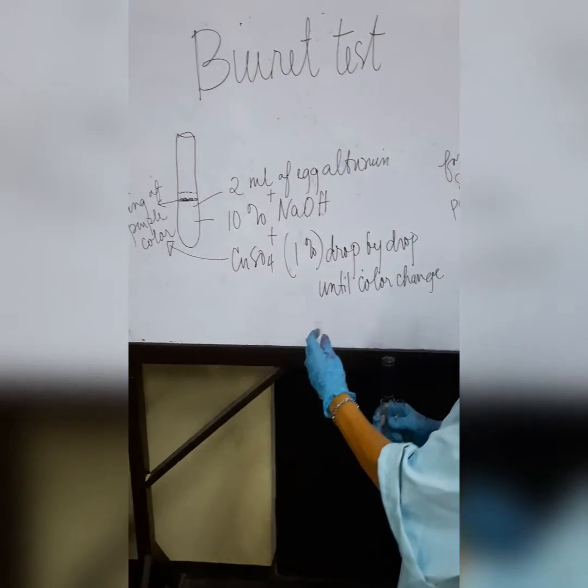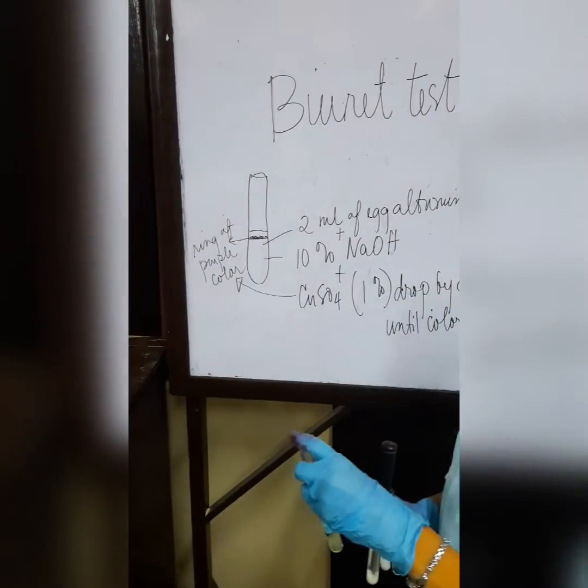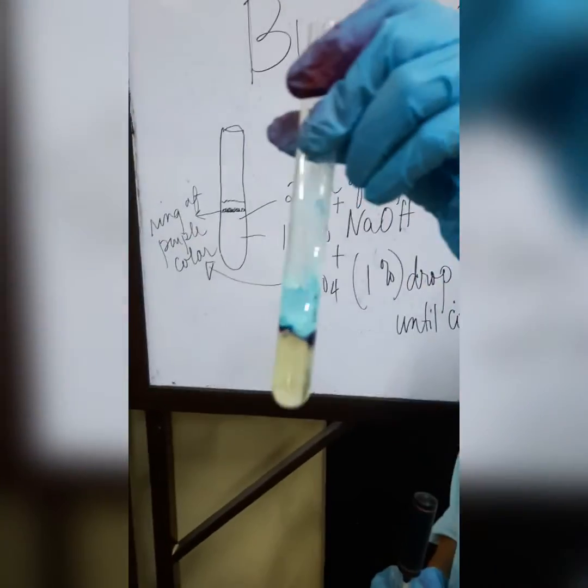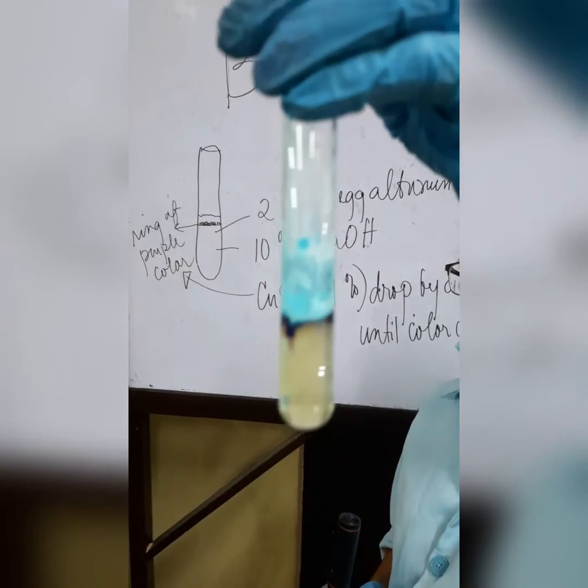After adding a few drops of copper sulfate, this is now the result, wherein there is a formation of a ring of purple or violet color.